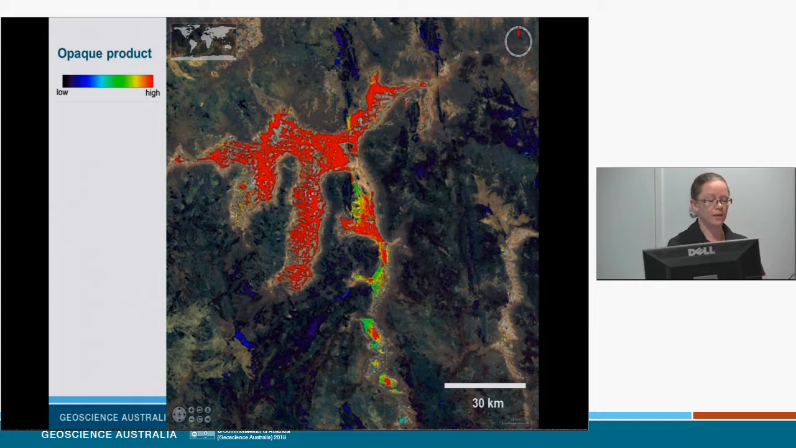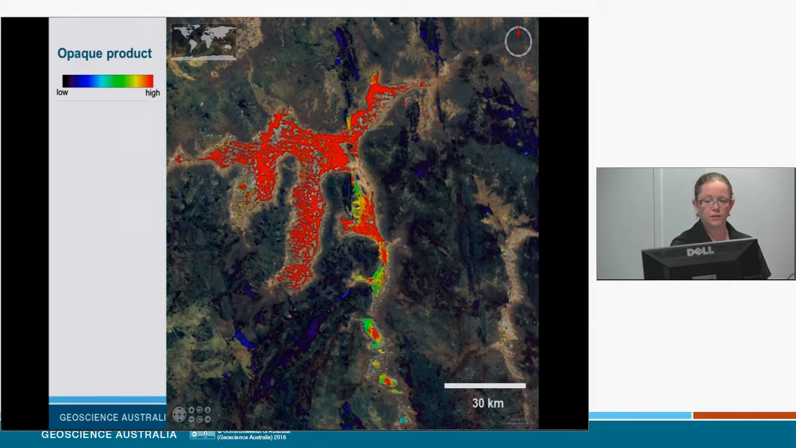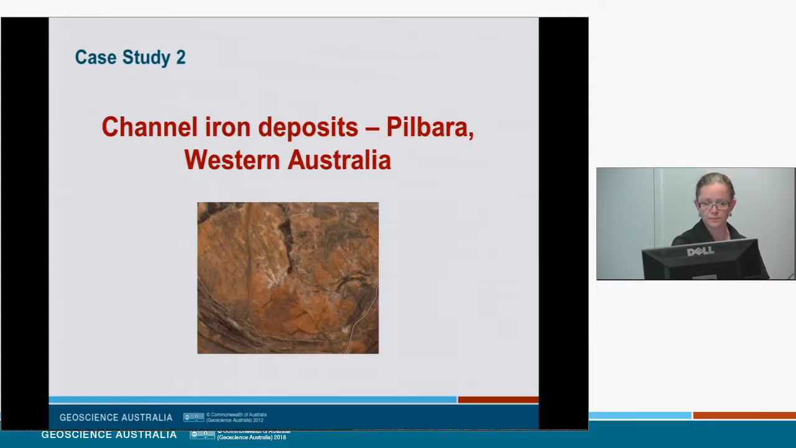And here, if you look at the gypsum map, it appears to be the inverse of the gypsum map. So it's probably something like an organic rich mud or sediment that's occurring in some parts of the lake where the gypsum isn't covering it.